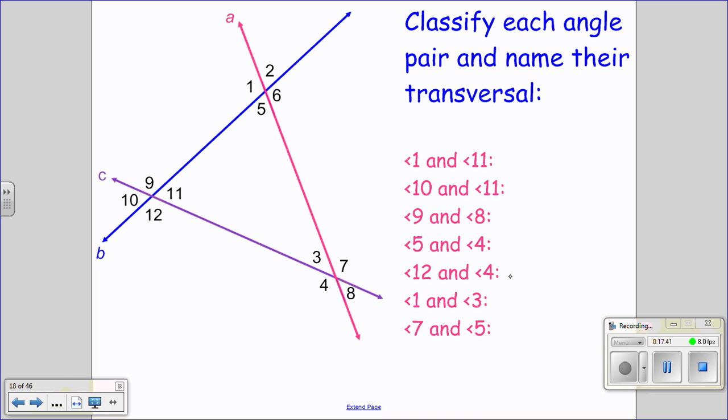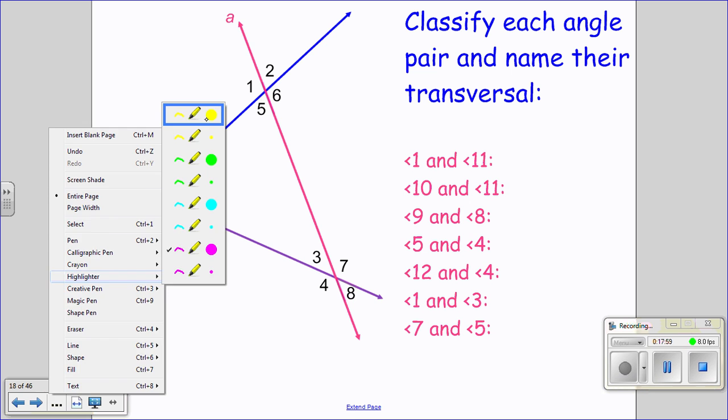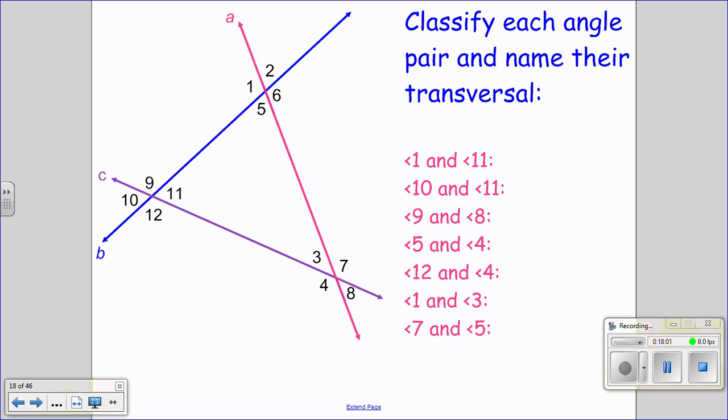On this one, they want us to classify each angle pair and name their transversal. So in other words, name the line that is doing the cutting as well. I'll do a few of these with you and you just finish the rest on your own. The first angle pair relationship we're going to look at is angle 1 and angle 11. First of all, the transversal, the line that connects angle 1 with angle 11, is this blue line here.